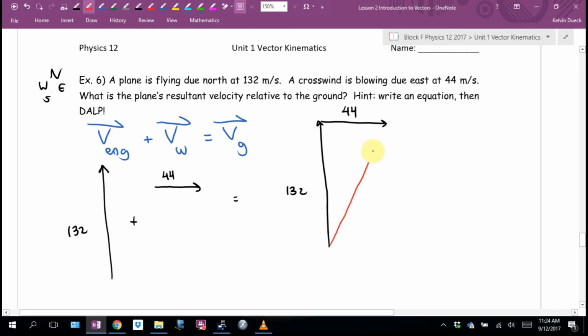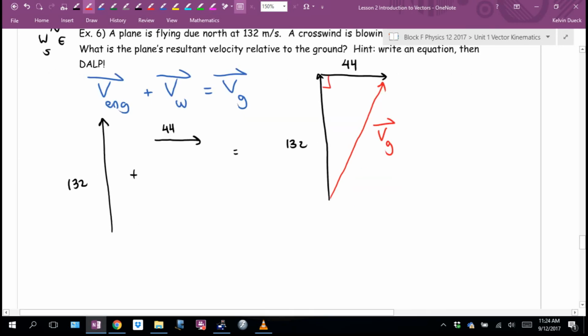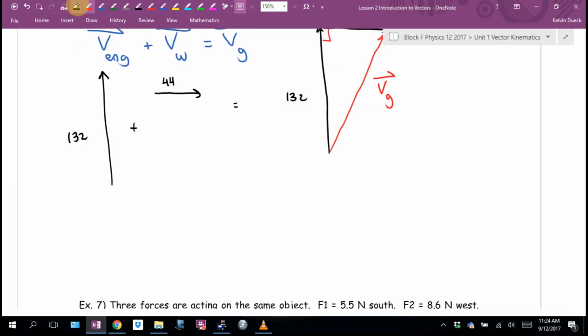And can you see, folks, the result? It looks like it's pointing up and right. And I'll call this one the ground because that's what they called it in the question. You could also label it with an R for resultant. This is a triangle. Now what can I use to solve the triangle? Pythagoras and SOHCAHTOA.